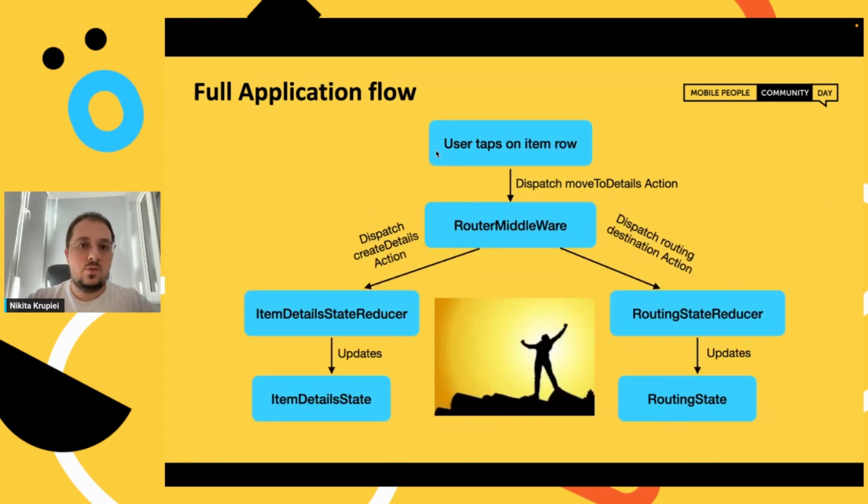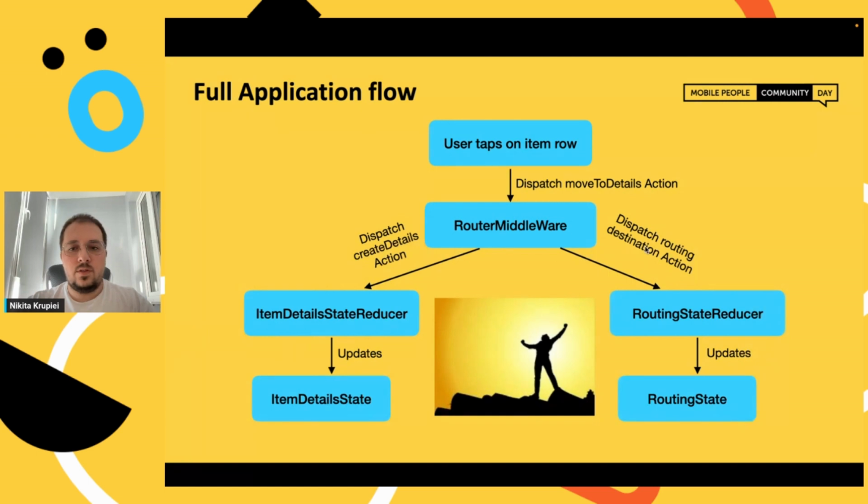And when the user taps on the row, we will dispatch the move to details action. We will also come to the row in middleware, and two different actions will be dispatched. The one for the creation of the item details state will come to the item detail state reducer. It will create the item detail state.